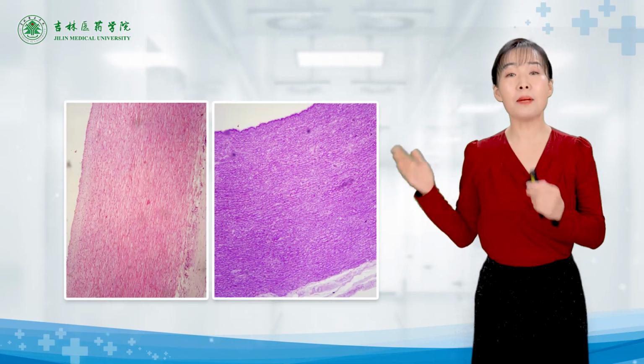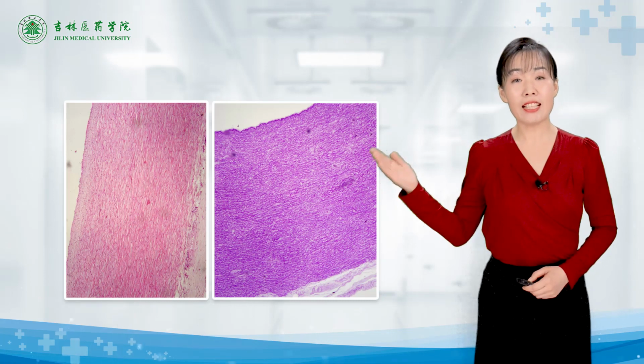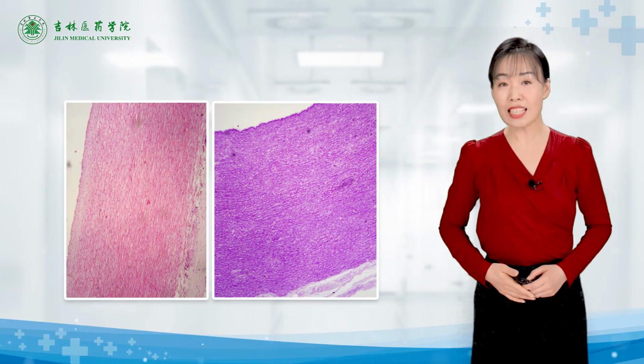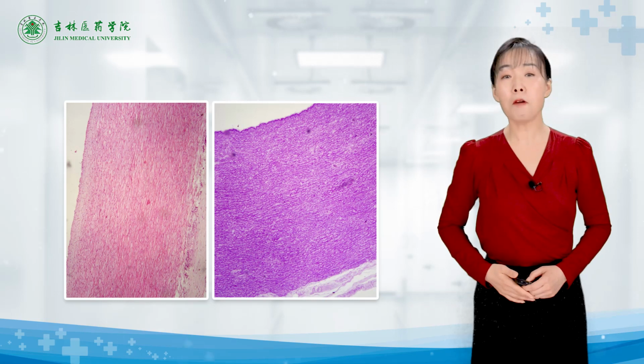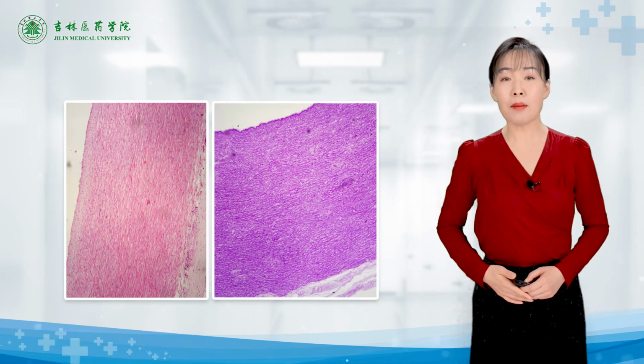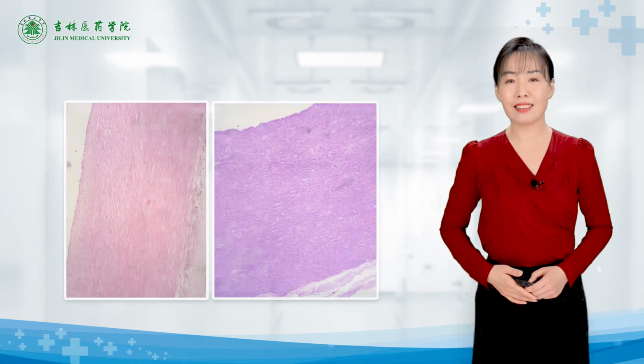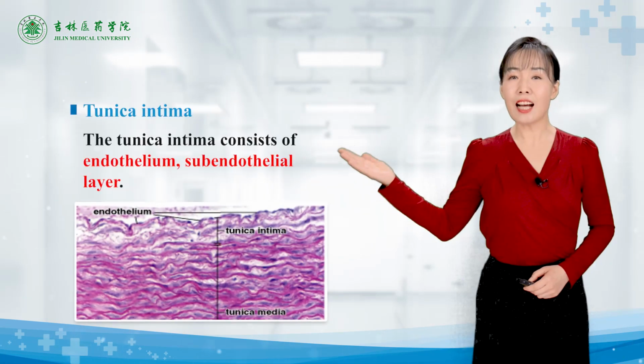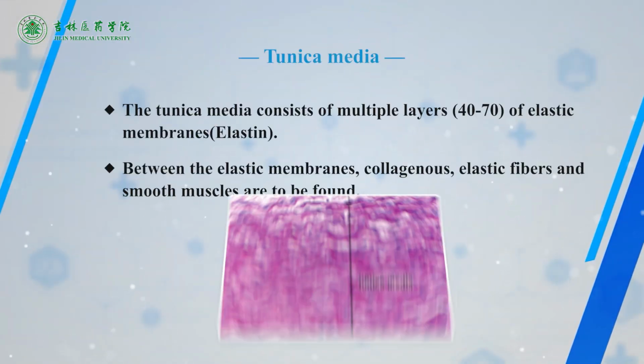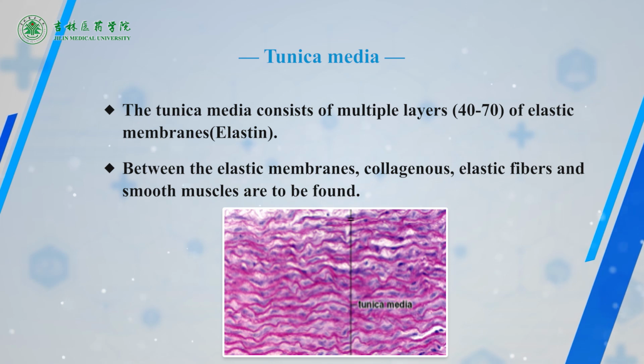These are the light micrographs. The left is stained by HE. The right is stained by aldehyde fuchsin. The elastic membranes are stained in purple, veil-like. This is the tunica intima. Tunica media. Tunica media is the thickest layer, composed of 40 to 70 layers of elastic membranes.